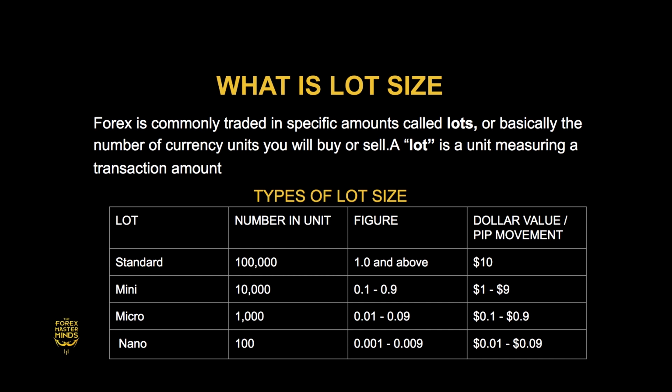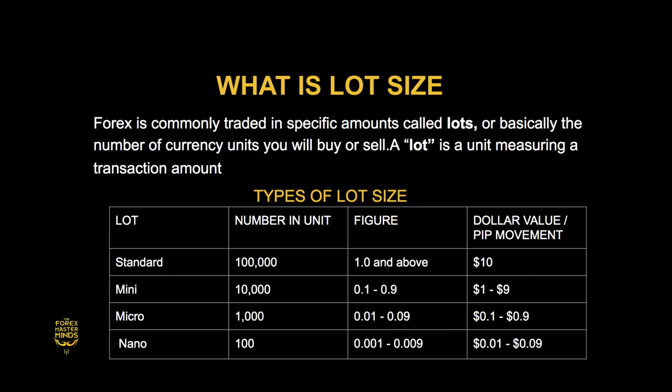Now the micro lot is 1,000 units, which is 0.01 to 0.09. Each pip movement is literally 10 cents. So if you are trading with 0.05 lot size, for each pip movement you are making 50 cents. If you are trading with 0.03 lot size, for each pip movement you are making 30 cents.